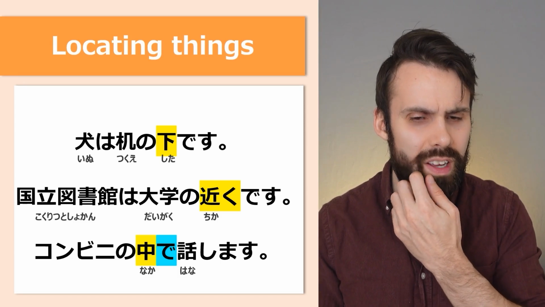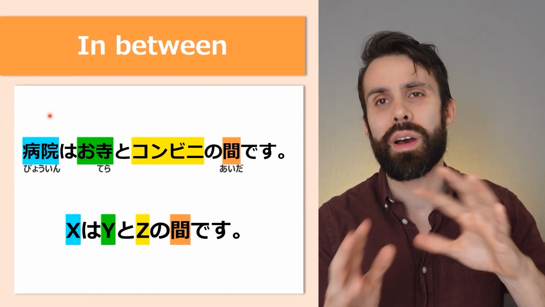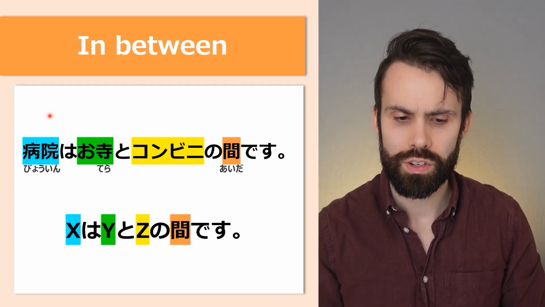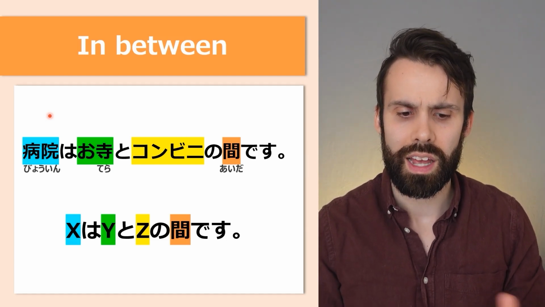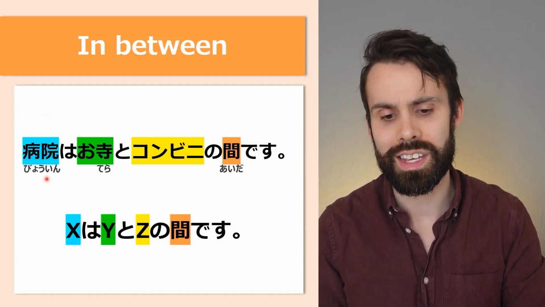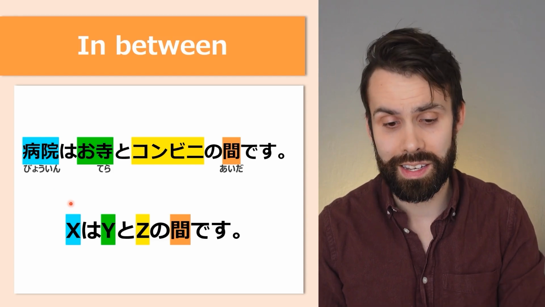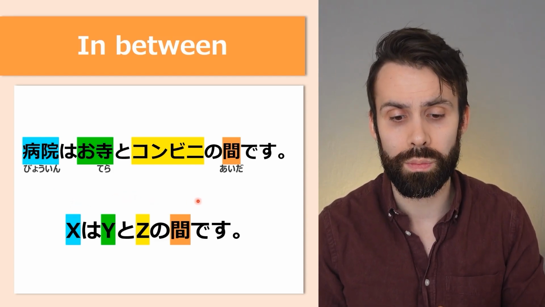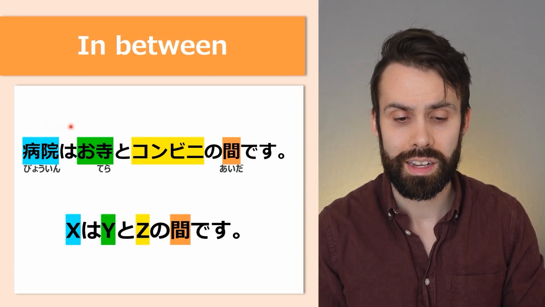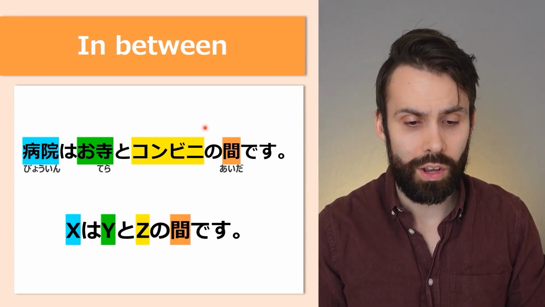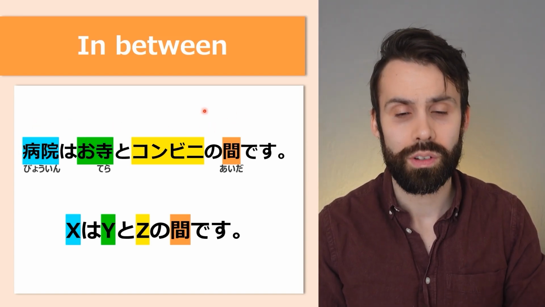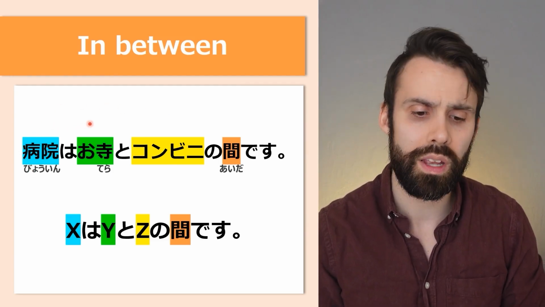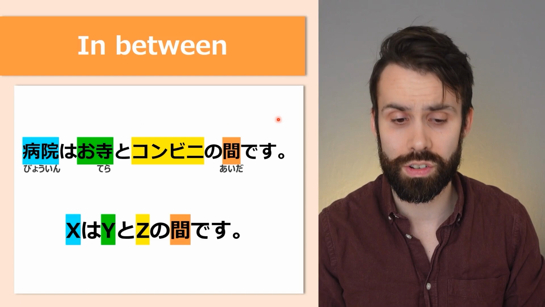Next we have in between. So you can imagine when we have in between, the thing must be in between something. So we can do this with X wa Y to Z no aida desu. So, for example, byouin wa otera to konbini no aida desu. So the hospital is in between the temple and the convenience store.